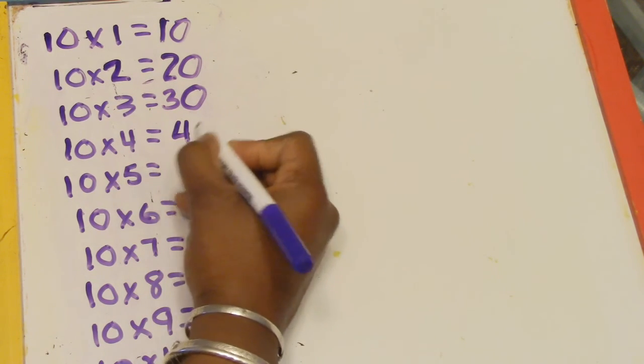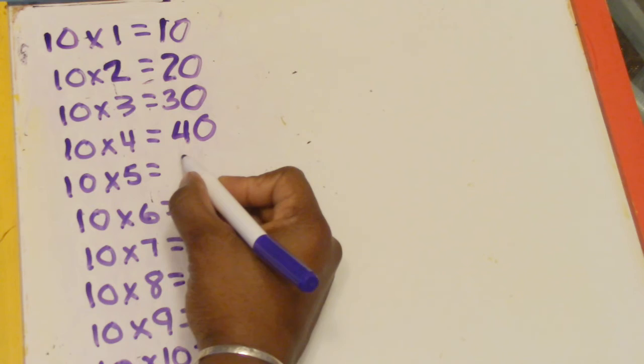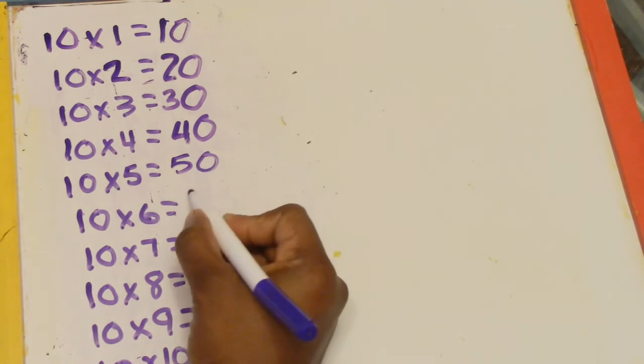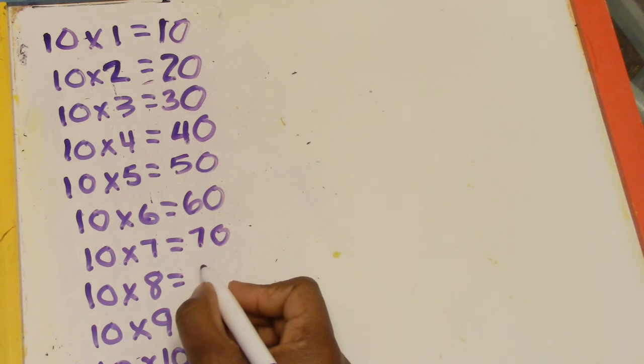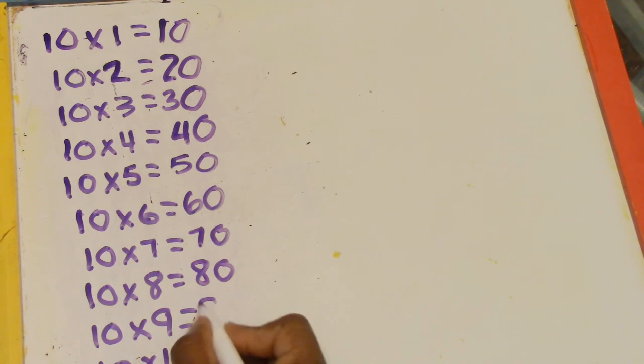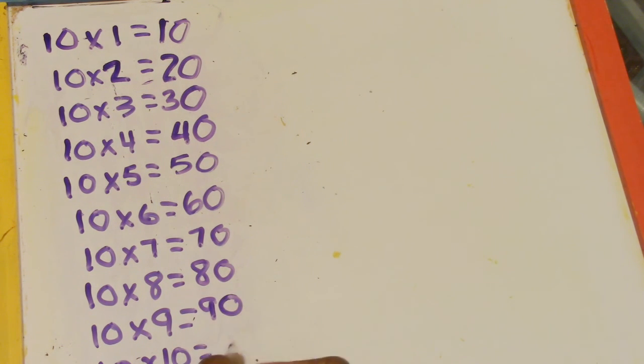4, add a 0. 5, add a 0. 6, add a 0. 7, add a 0. 8, add a 0. 9, add a 0. And 10, add a 0. You got it.